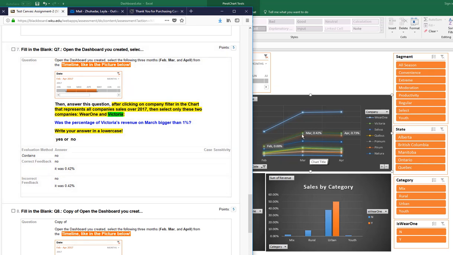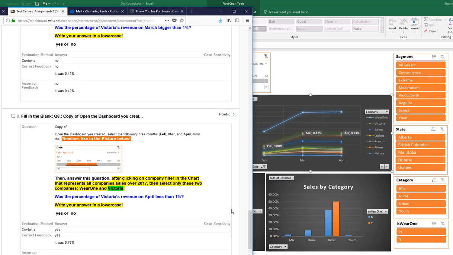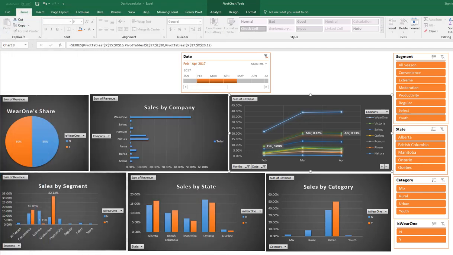The following question was about March. Was it bigger than 1%? No, it wasn't. It was 0.42% compared to everyone else. The last one was Victoria in April. Was it less than 1%? Yes, it was less than 1%. It was 0.73%. So those who were still concerned about their assignment, you can go ahead and watch the video and try to look at your answers. That's it.